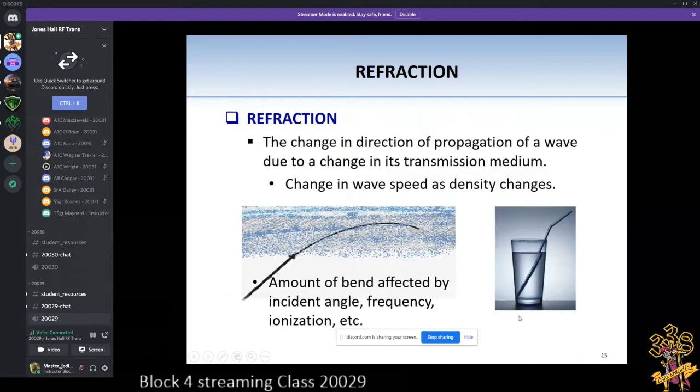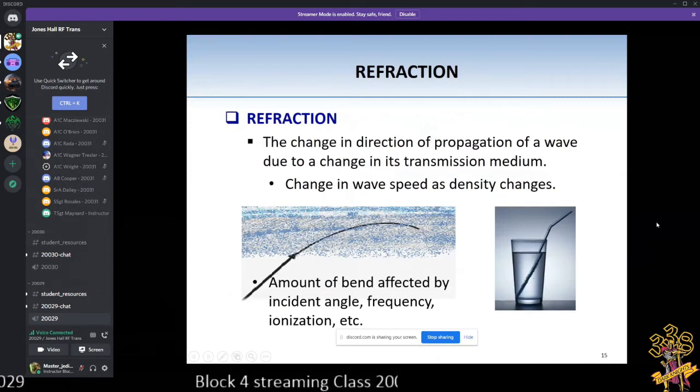Like here, you can see it in this glass of water with the straw. The straw goes in, then it appears as if the straw shifted over here. And we know the straw really didn't shift over there, but it's the way the light rays travel through the air versus how they travel in the water. It causes them to bend, making it appear that the straw has shifted.